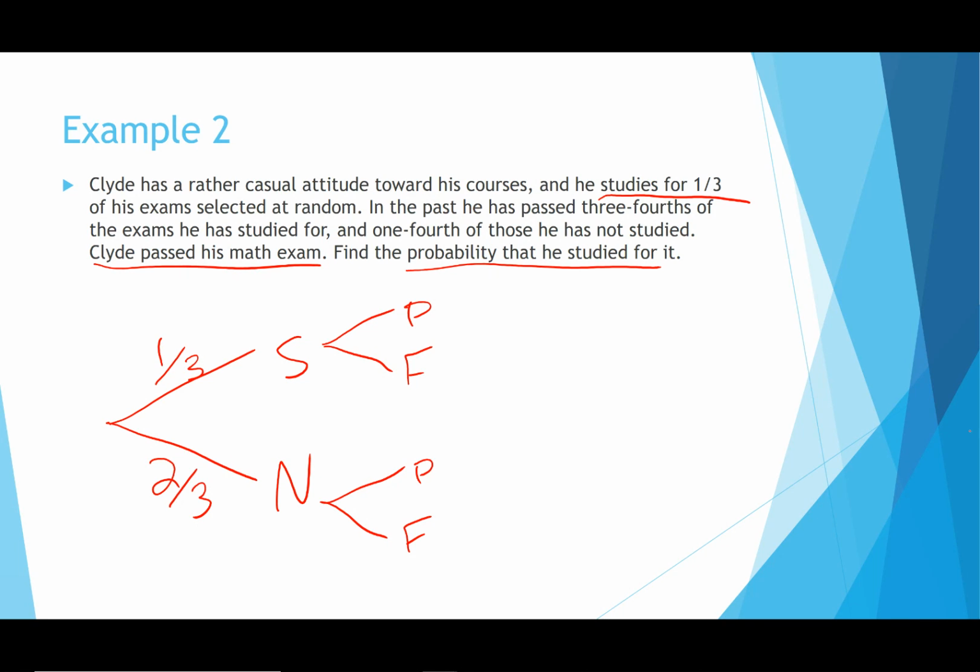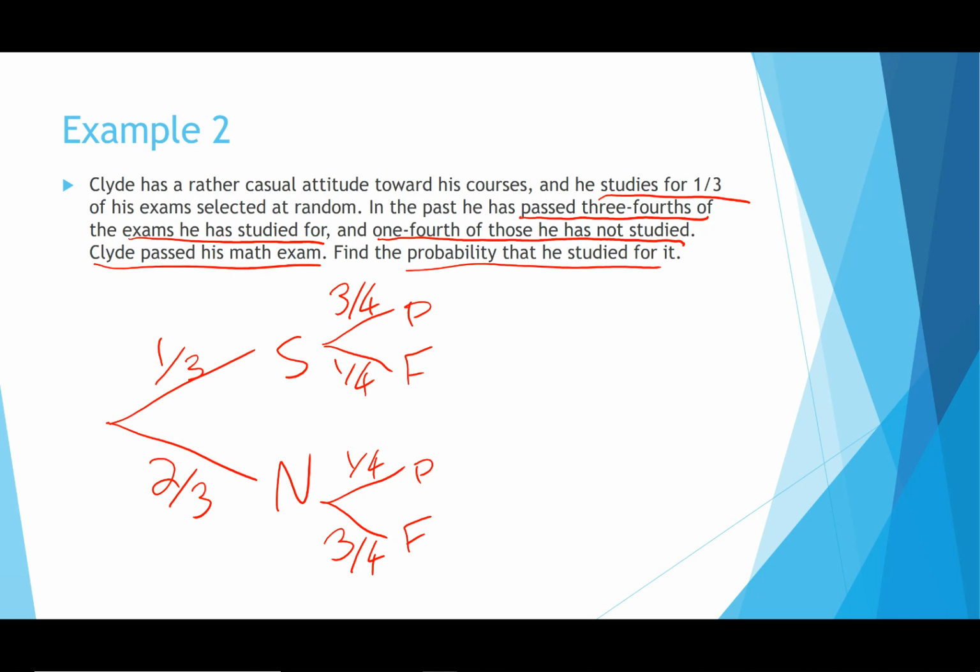Now, in the past, he passed 3/4 of the exams he studied for. So if he studied, there's a 3 out of 4 chance he passes, which means there's a 1 out of 4 chance he fails. And 1/4 of those he has not studied for. So when he doesn't study, he passes 1/4 of his tests. So that means when he doesn't study, he fails 3/4 of his tests. Okay, so there's our tree diagram. Now let's start to answer the question. We know Clyde passed his math exam. So let's focus our attention on the probability of where he's passed.